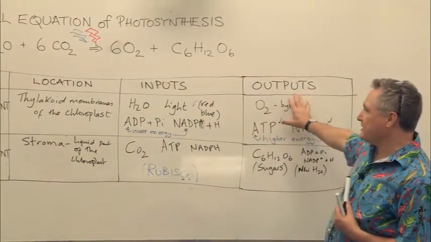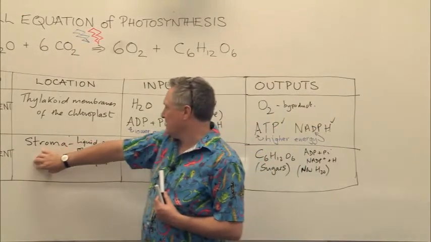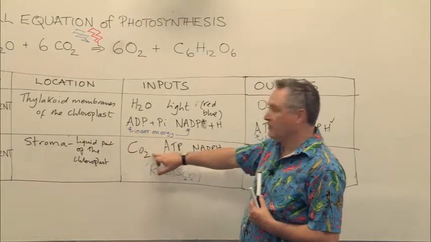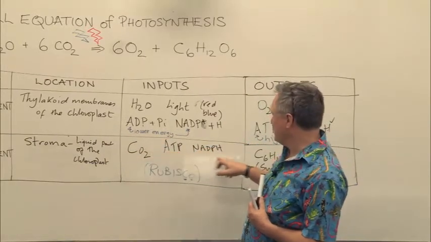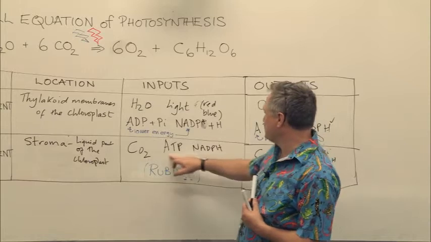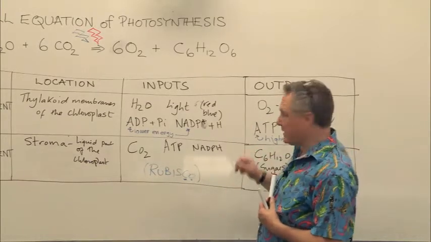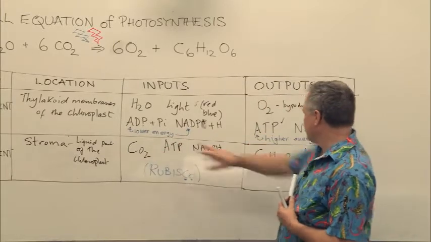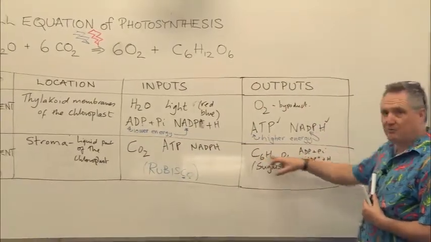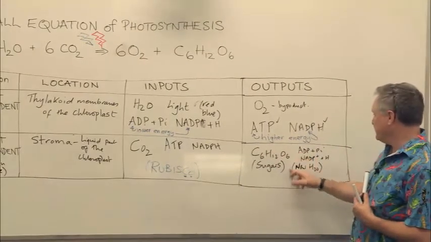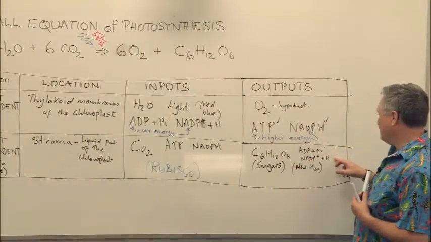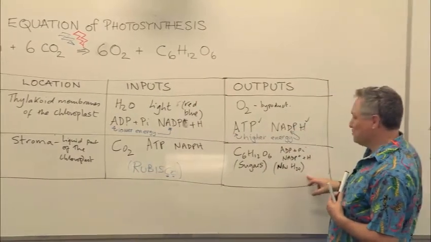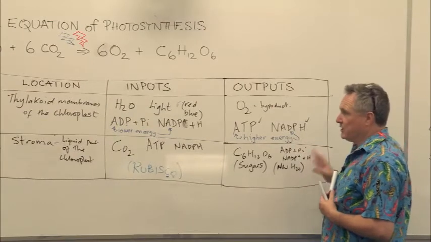And then in the next reaction, which occurs in the stroma, which is the liquid part, we get the fixing, as they call it, of carbon dioxide into the sugars. And we use these temporary energy stores from the light-dependent reaction using the enzyme Rubisco. And these guys drive that reaction to create sugars, high energy compounds because of the bonds. And then these guys are outputs of that reaction, and they're recycled back into the light-dependent reactions, and we get new water, okay?